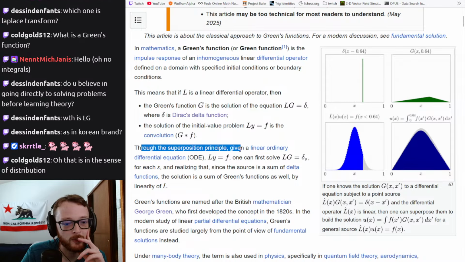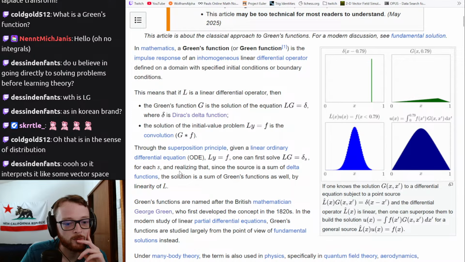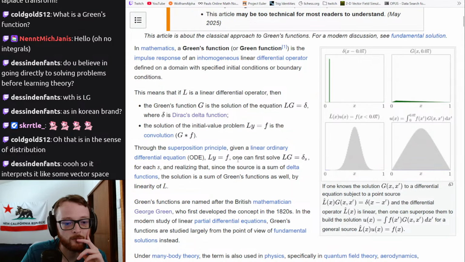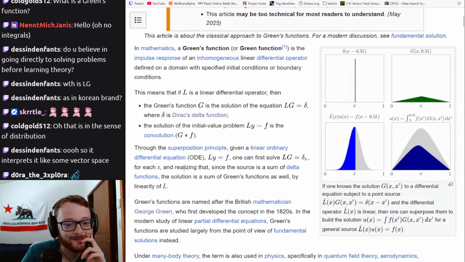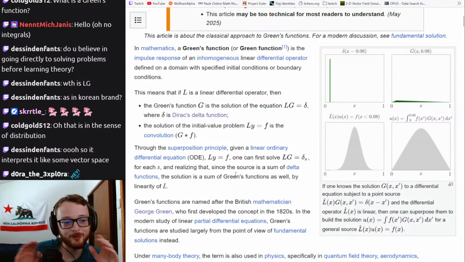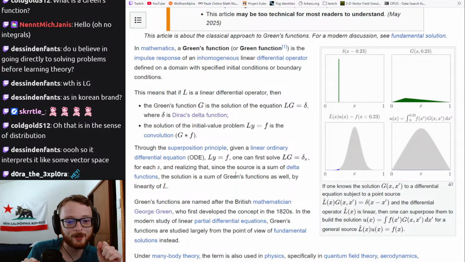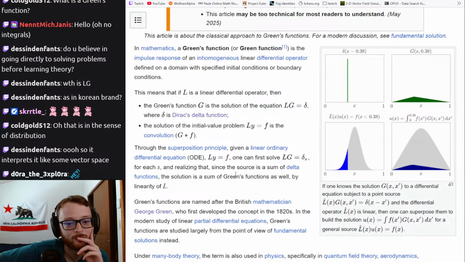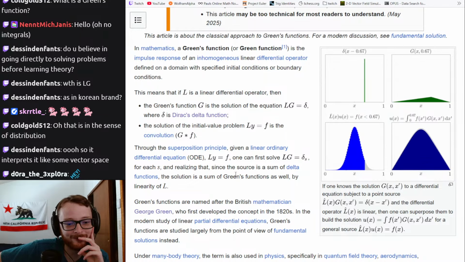Through the superposition principle, given a linear ordinary differential equation, Ly equals f, one can solve Lg equals delta s for each s. Since the source is a sum of delta functions, the solution is a sum of Green's functions as well. Okay, so that's what I kind of had in my head, which is you could theoretically construct any function you want out of a whole bunch of delta functions for every point of the function. That just seemed kind of impractical, but you could do it, I guess, theoretically.